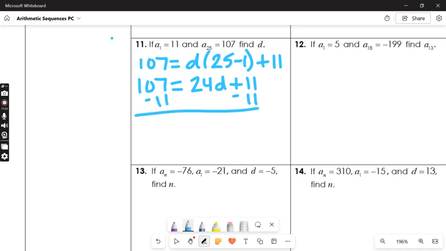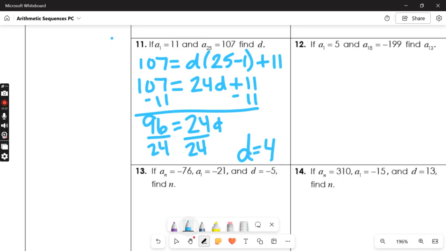I'm going to subtract the 11 from both sides. I get 96 is equal to 24D. Divide both sides by 24. And I get that D is equal to 4.